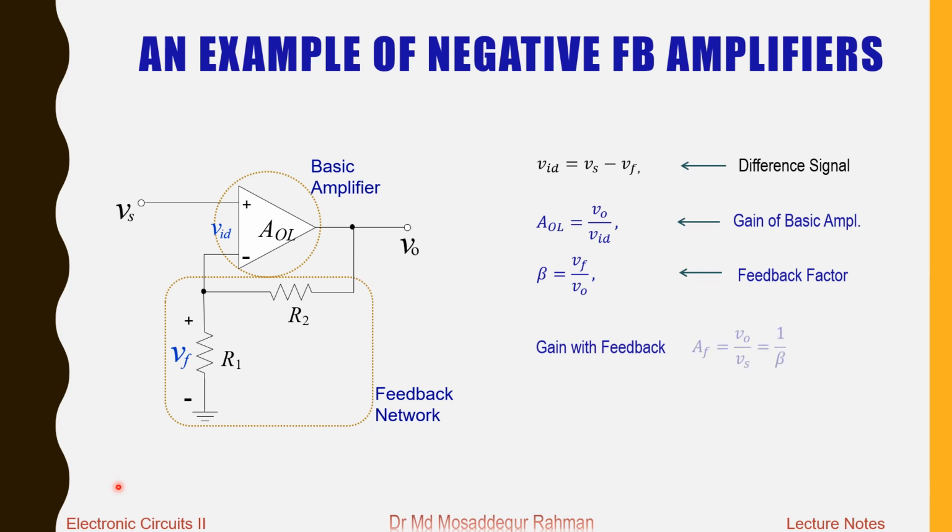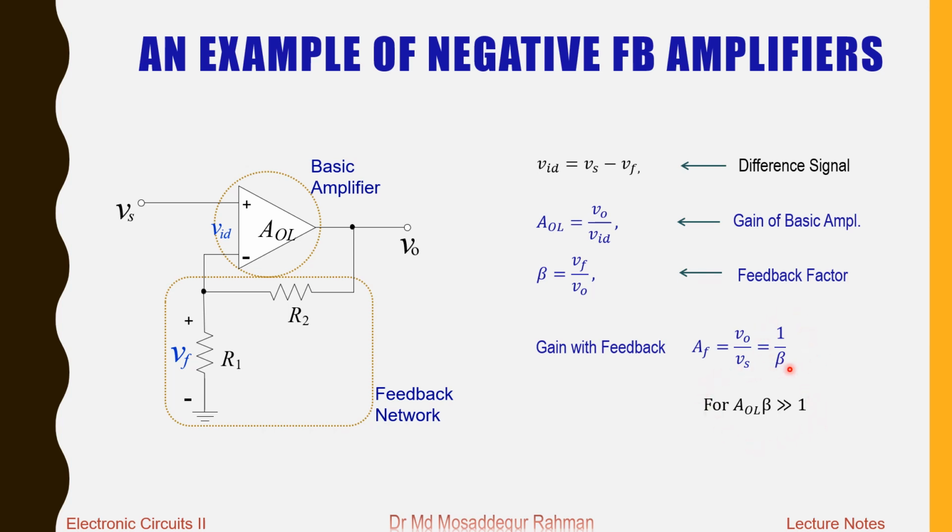Now, what will be the gain with feedback for this op-amp based amplifier? The gain with feedback is defined as V0, the output voltage, divided by the actual signal voltage Vs, and that can be approximated to 1 over beta. Now, when is this valid? If this product, the open loop gain or the gain of the basic amplifier times the feedback factor, is much larger than 1. When this condition is true, the gain with feedback can be given as 1 over beta.